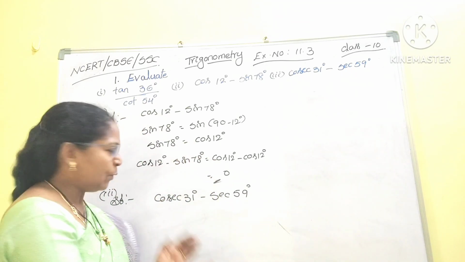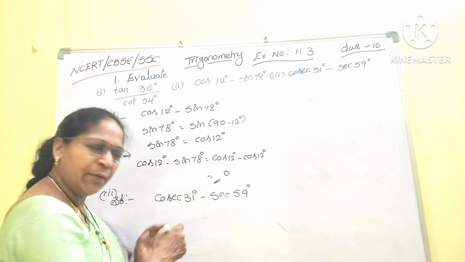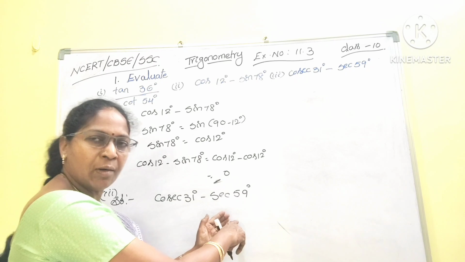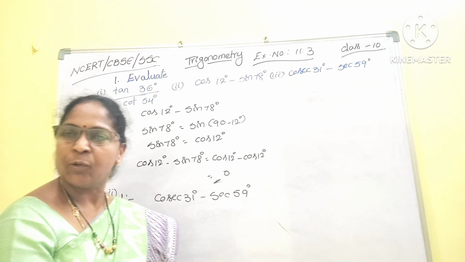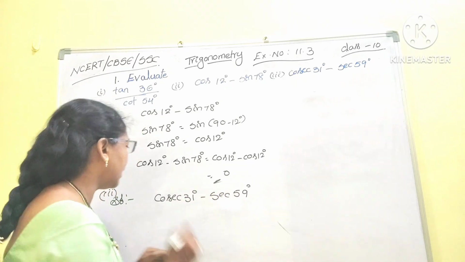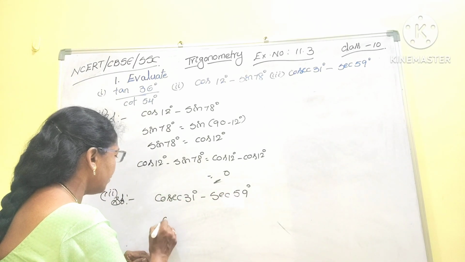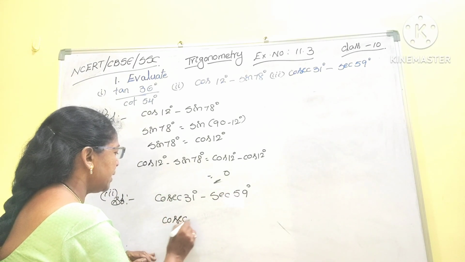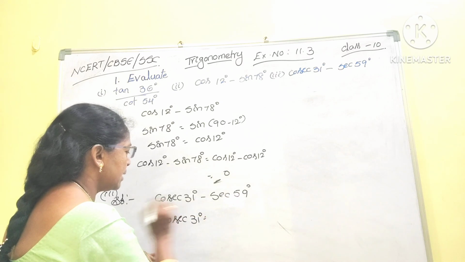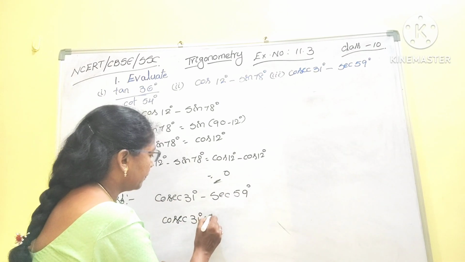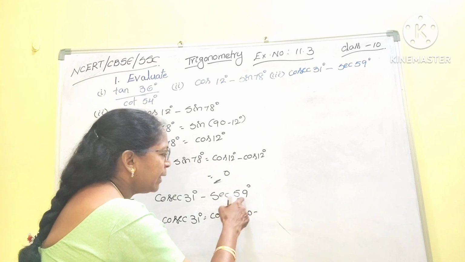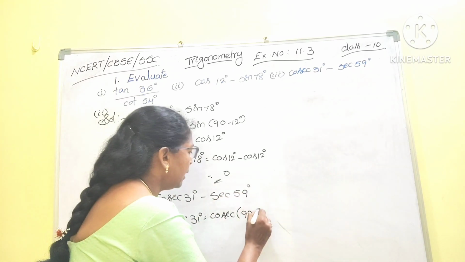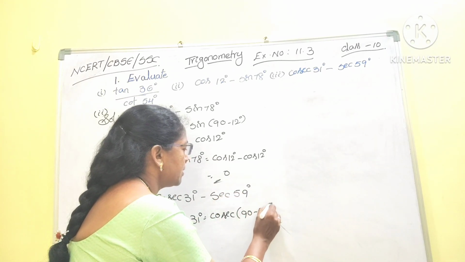Same procedure, you can apply any of them. You can consider either the first one or the second one, but both should be in the same trigonometric ratio. Try to change it like that. So, I am considering the first one. Cosecant 31 degrees can be written as cosecant 90 minus 59. The second angle you can write directly.